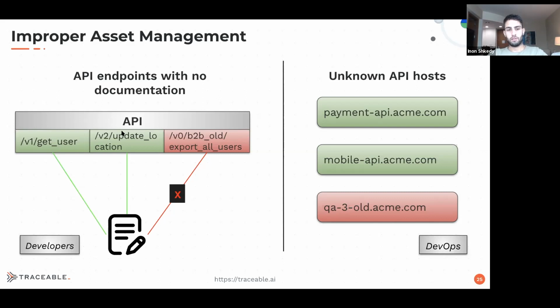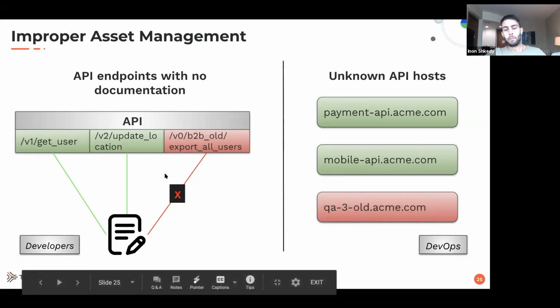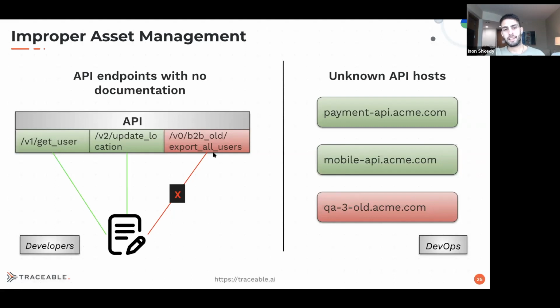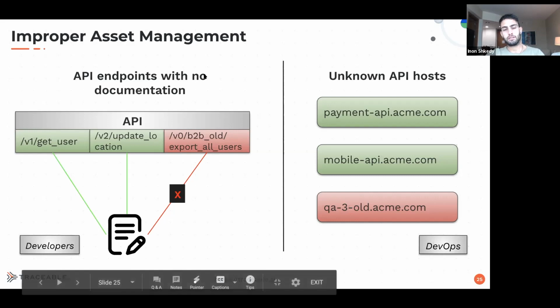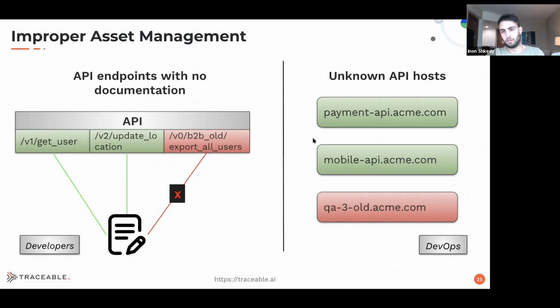So in this case, we have an API with three different endpoints: the v1 get user, update location, and then the export all users. The first two are documented. They're part of the documentation of the OpenAPI spec. It's good and fine. But then the export all users doesn't have documentation. And this is a big deal because if you don't know about these endpoints, you can't even protect them, right? And this aspect of improper asset management should be handled by developers. Developers should have the responsibility to document new API endpoints they expose to the internet, or even internal APIs. And the second part of this problem is unknown API hosts.